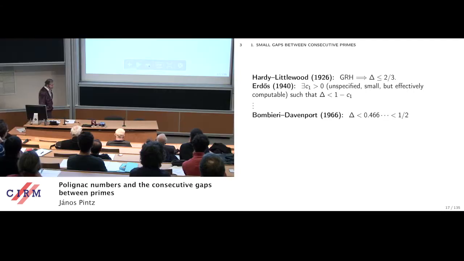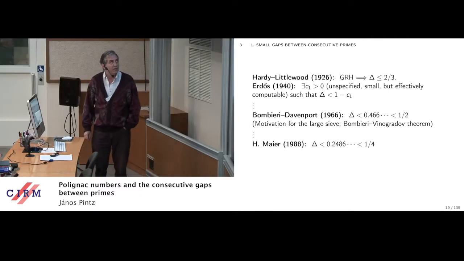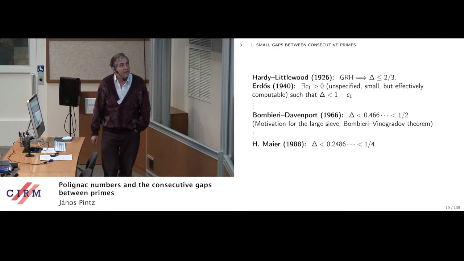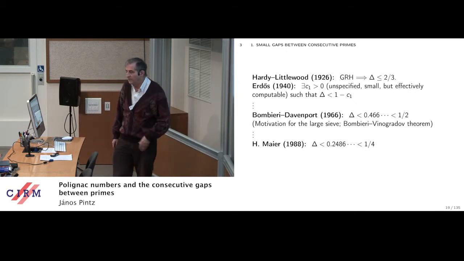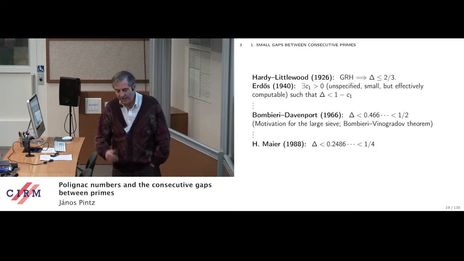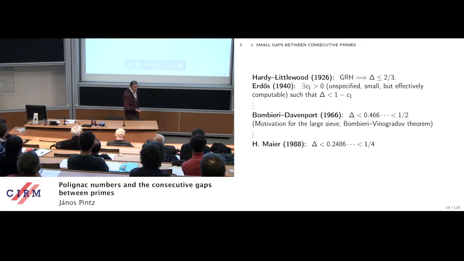Bombieri-Davenport actually reached gaps of size at most half of the average gap size, and combining their method with the method of Erdős, they could even improve this 1/2 to 0.466. And then later on, the most important milestone was reached by Helmut Maier in 1988, which meant we have infinitely often gaps of size at most a quarter of the average size. And this remained the best result until 2005.